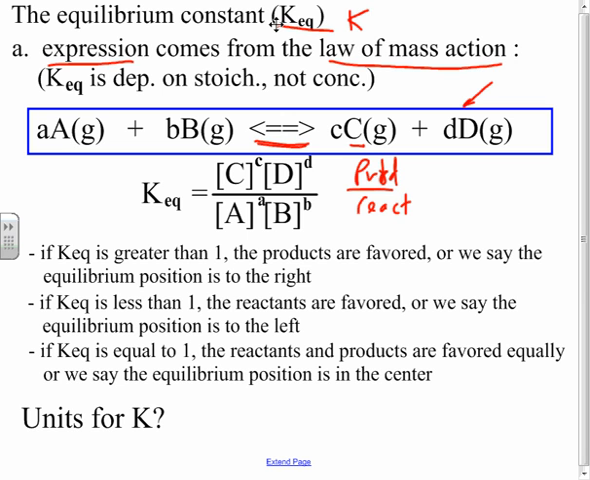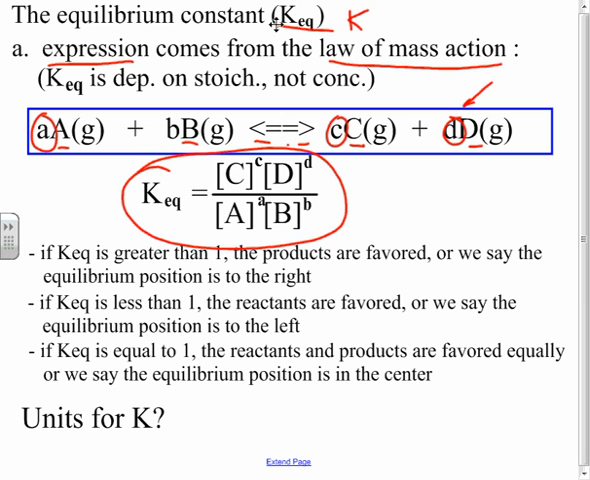The molar concentration of C times the molar concentration of D, raised to their coefficients, divided by the molar concentration of A times the molar concentration of B, raised to their coefficients. And so if you know the balanced chemical equation, you can directly write it from the law of mass action, and you can get the expression for the equilibrium constant from that.